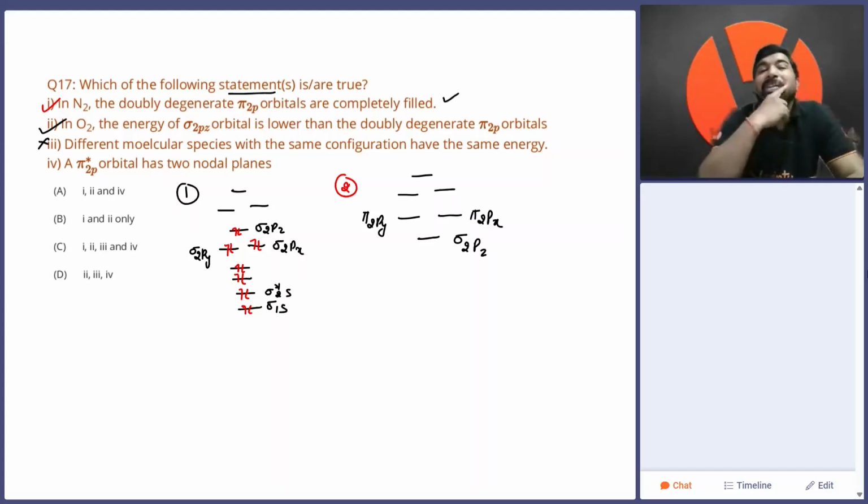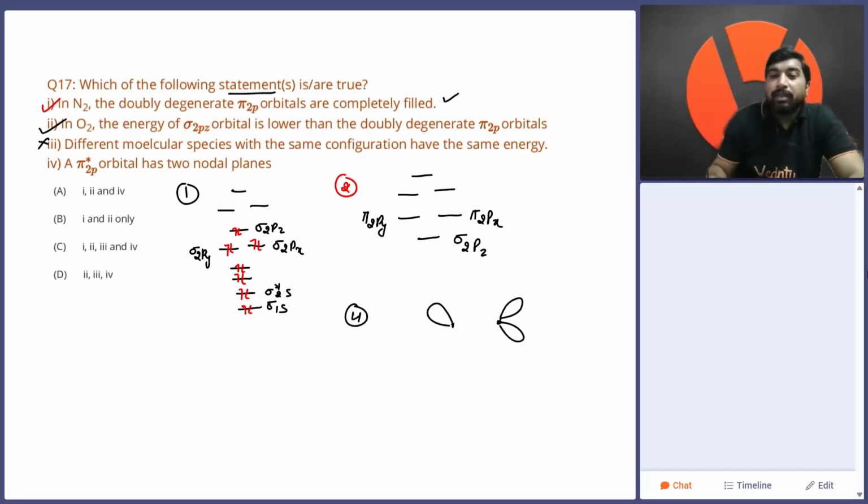So this statement is wrong. For this fourth statement, a 2 pi star 2p orbital has two nodal planes. When we talk about the pi star orbital, it looks something like this, and definitely there is a pi plus minus plus minus. There are two nodes which pass through from here and here. Yes, it has two nodal planes.